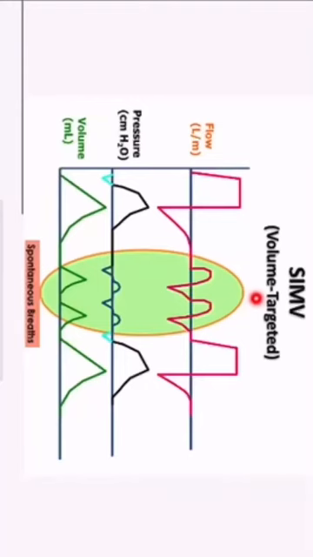SIMV volume targeted, which is volume controlled, as you see in the square flow wave, and the volume will be delivered, and this is an assisted breath because of the trigger. And this is the spontaneous window, or spontaneous breath, where the patient can take the breath depending on his effort. This is the SIMV volume control setting. It's the same as the pressure control. The difference is we will set a tidal volume here.